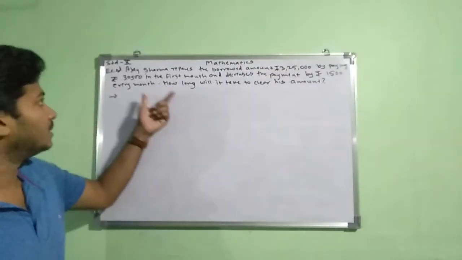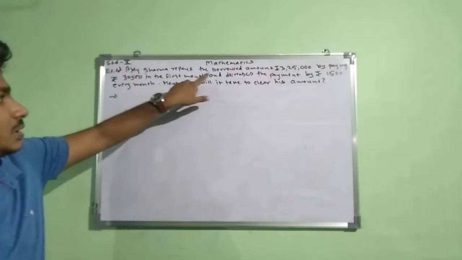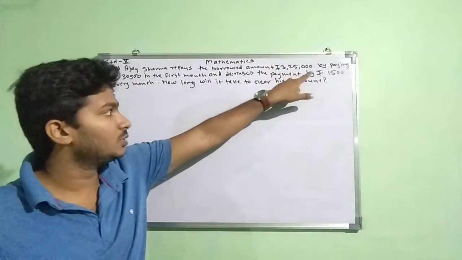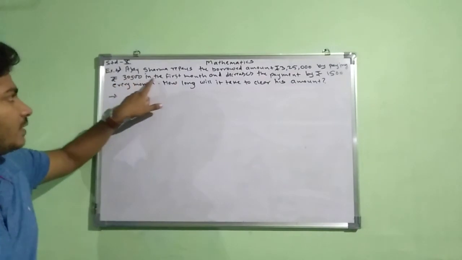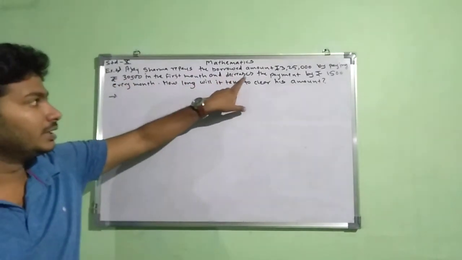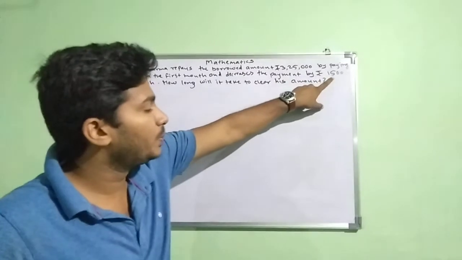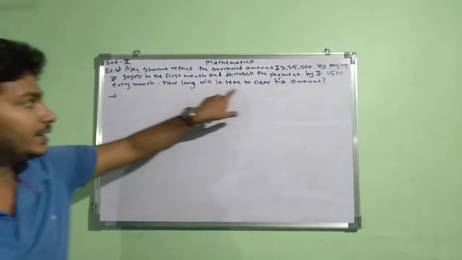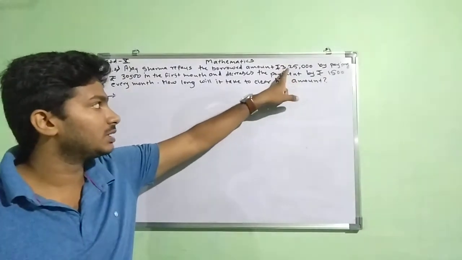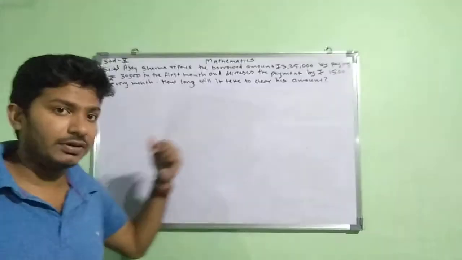So this is our second example. Ajay Sharma repays the borrowed amount 3,25,000 rupees by paying rupees 30,500 in the first month and decreases the payment by rupees 1,500 every month. So how long will it take to clear his amount? Okay, that means this amount 3,25,000 that we have to find.